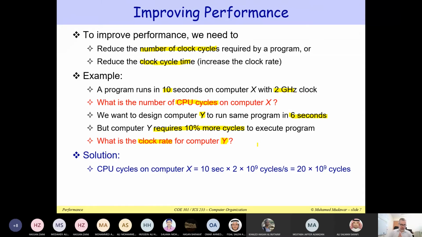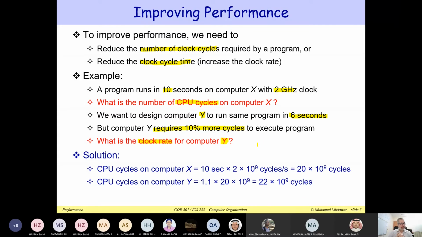So all you have to do, in order to calculate the number of CPU cycles on computer Y, is take the CPU cycles on computer X and multiply it by 1.1. So if you do this, you get 22 billion cycles. That's the number of CPU cycles that I need to execute on computer Y.